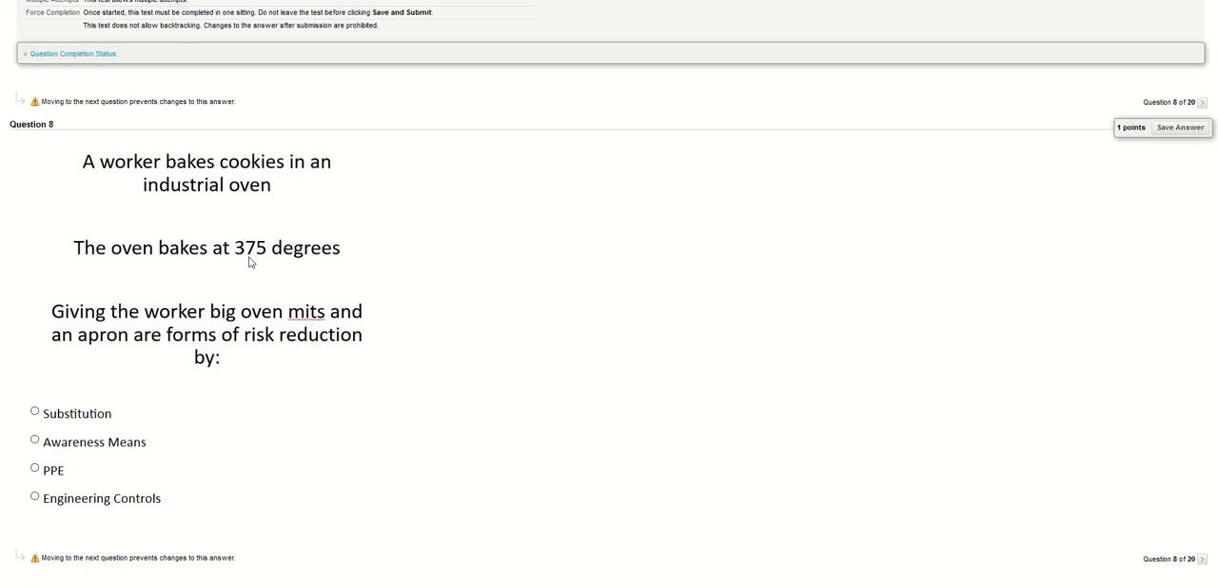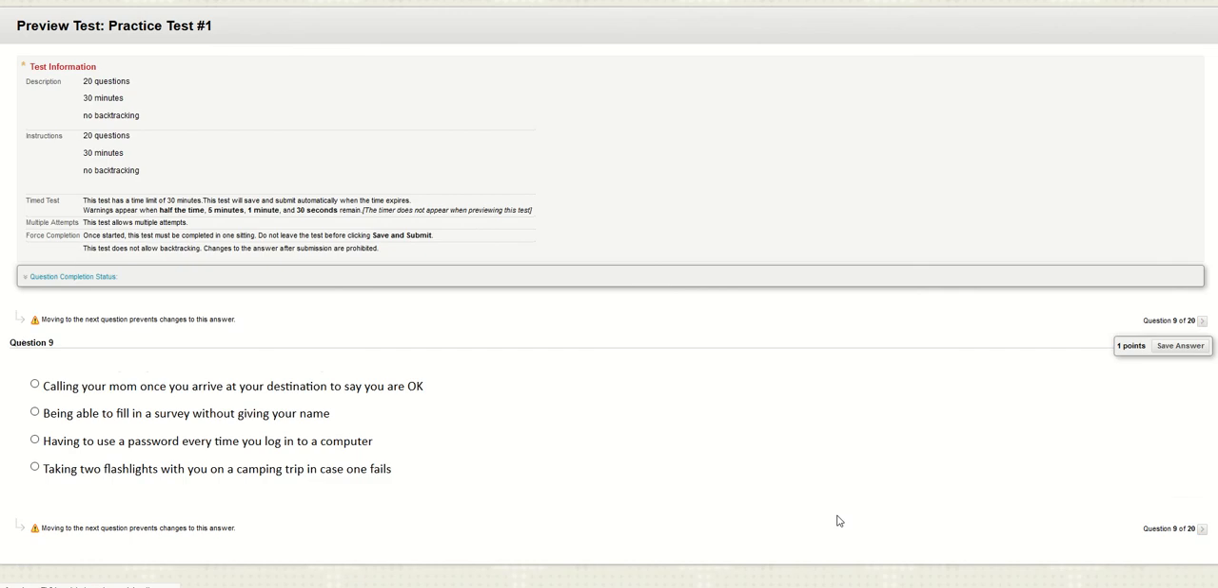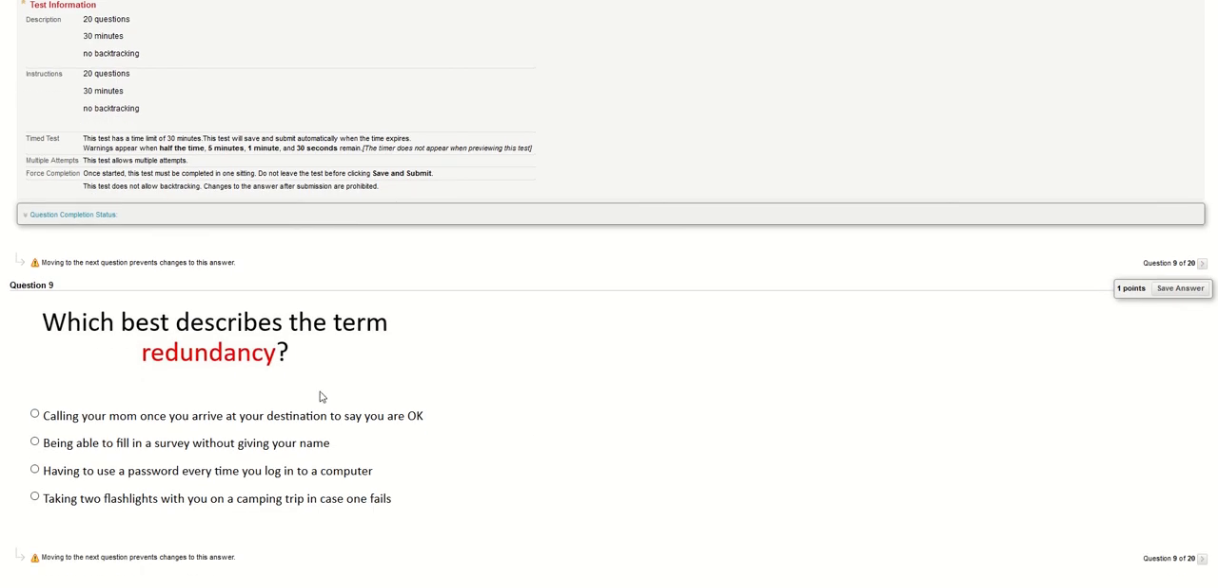So we're baking at 375 degrees, giving the worker a big pair of oven mitts. That is risk reduction by PPE. Which best describes redundancy? Calling your mom once you arrive. Being able to fill out a survey without giving your name. Having to use a password every time you log into a computer. How about taking two flashlights with you on a camping trip in case one fails? That is basically redundancy. In case one fails, you have a backup.